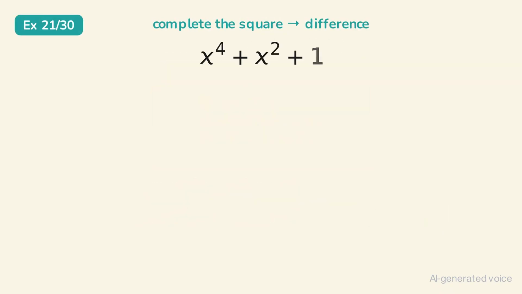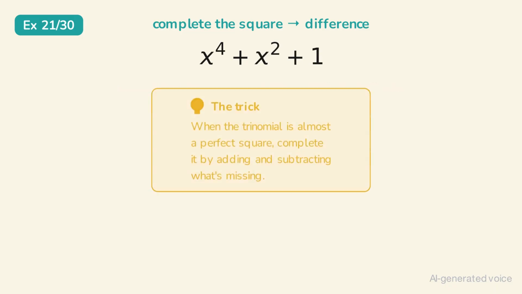We open a new and very elegant type, completing the square, to reach a difference. Let's factor x⁴ + x² + 1. Look closely, the first and last terms are perfect squares. The root of x⁴ is x², and the root of 1 is 1. But there's a detail. If this were a perfect square, the middle term would have to be 2x², and we only have 1x². That's the trick.